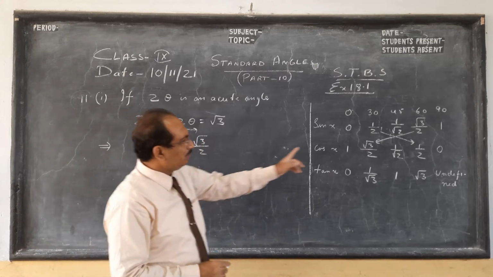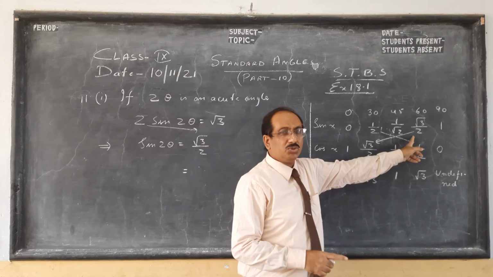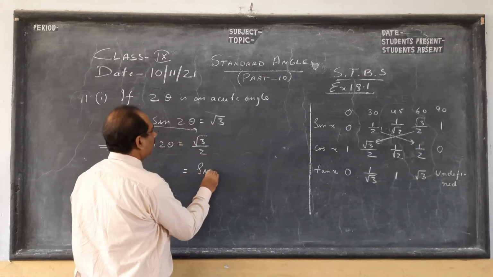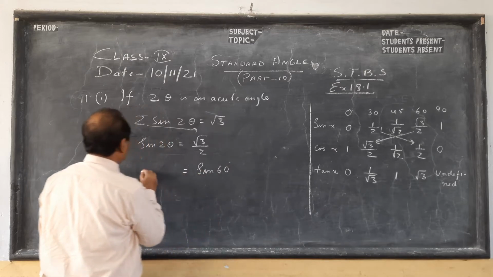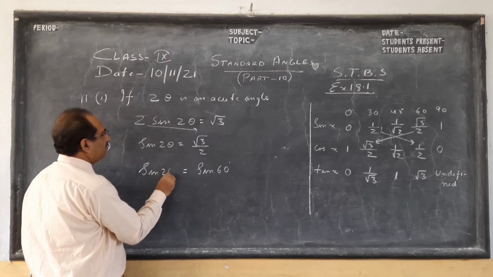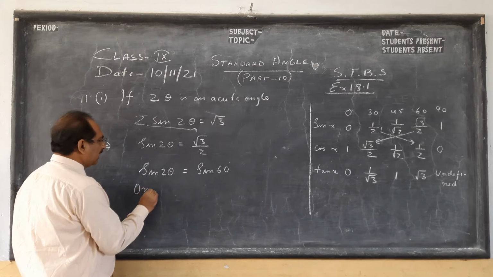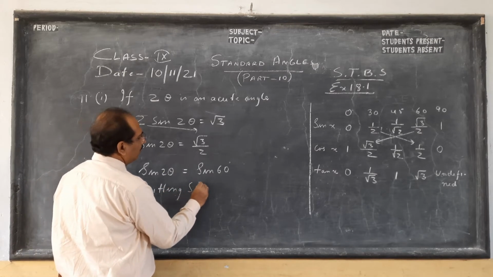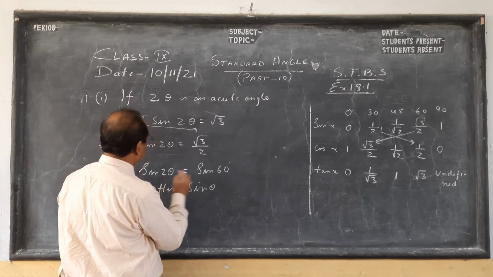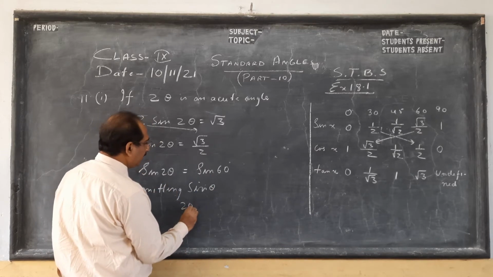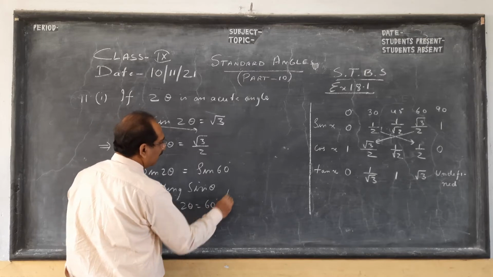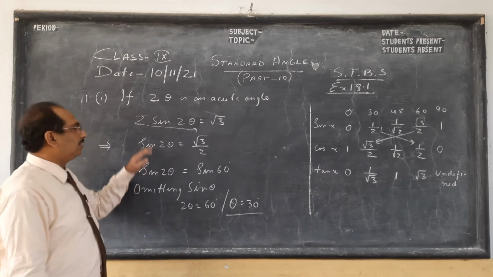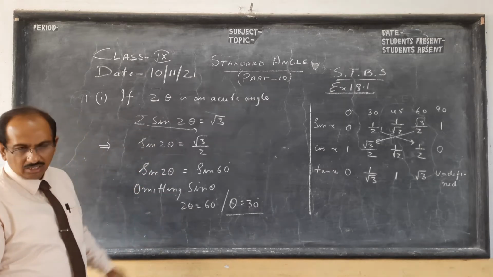If you see root 3 by 2, which value? We just do the opposite. Sine 60 was root 3 by 2. Now for root 3 by 2 we will write sine 60. Then on both sides sine, we don't cancel, we say omitting sine. Sine x or sine theta, both sides. So what we get: 2 theta is 60, theta is 30 degrees. So from angle we were getting the values, with the value we are getting the angle.